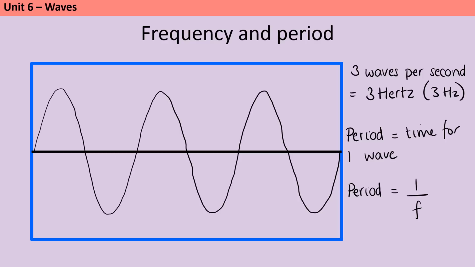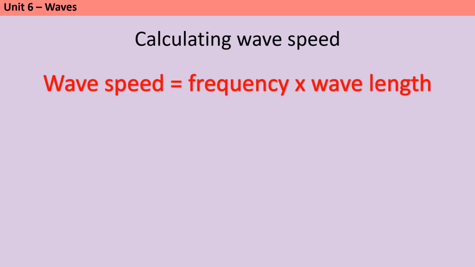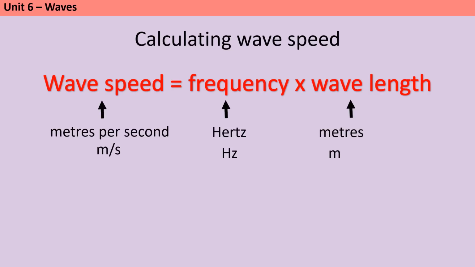Linked to this is the period. So the period is the time taken for one wave. So if I've managed to fit 3 waves into 1 second, then the period is going to be 1 divided by 3. In other words, a third of a second. Again, we have another calculation, so just make sure that you're familiar with all of the units for all of the different quantities.